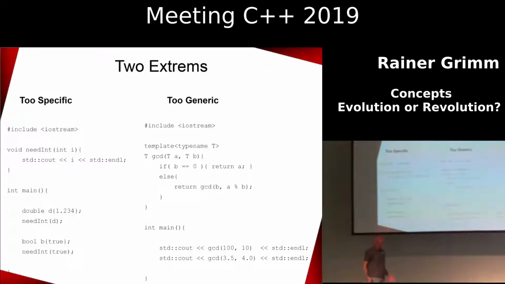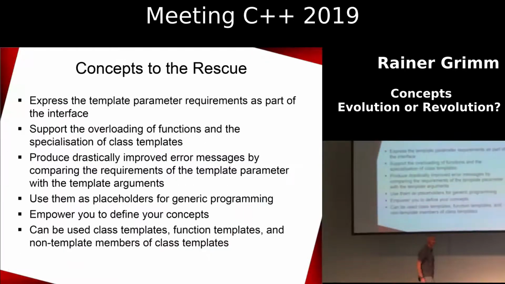And what's the solution? Of course, you know it, concepts. Concepts are the solution. Now we have something in between with semantics. Okay, what can we do with concepts? We can express the requirements on template parameters as part of the interface. Okay, this is fine. Concepts support the stuff they should support.